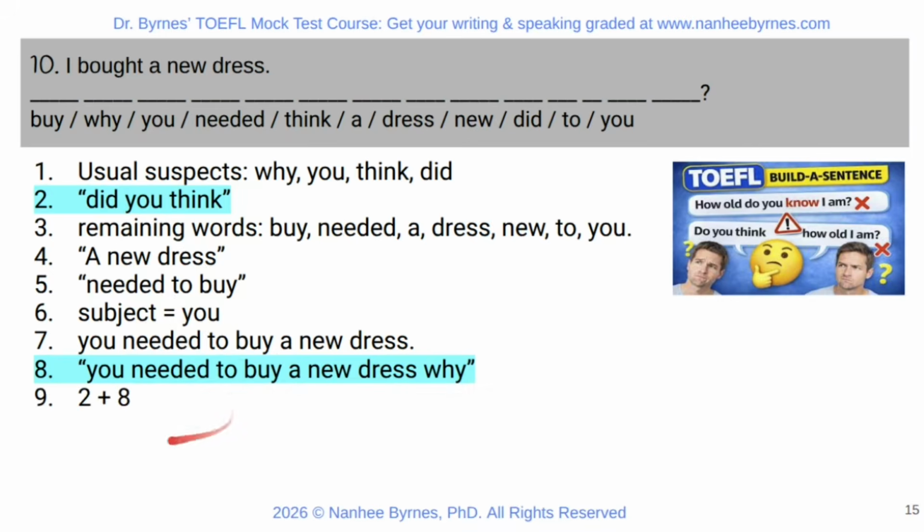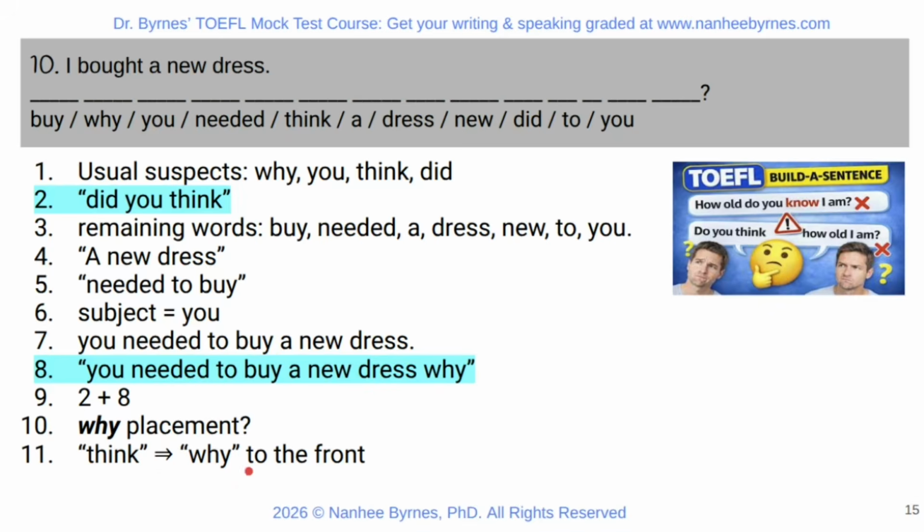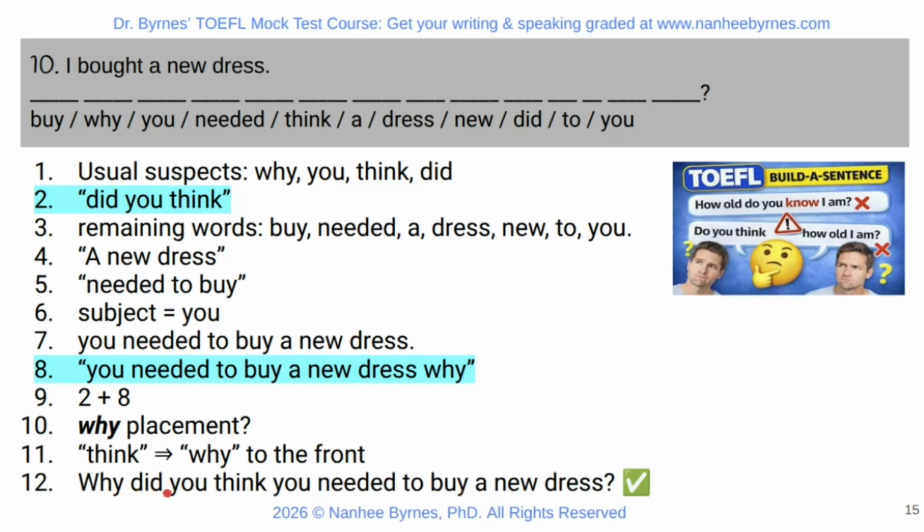Now that we have the clause ready, let's combine it with do you think. Like the previous question, should why go at the beginning, or should it be embedded in the noun clause? Because of the verb think, why has to go to the front of the sentence. So we have, why did you think you needed to buy a new dress?